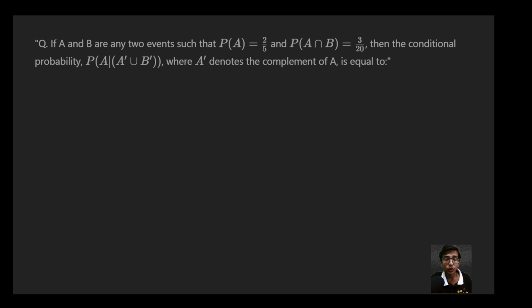If A and B are any two events such that P(A) is equal to 2 by 5 and P(A intersection B) is equal to 3 by 20, then the conditional probability... Whenever a conditional probability is given, try to write down its equation and simplify it in the simplest way you can, so that you can simply substitute the values and find the answer. So here we have to find the probability of A, given that A complement union B complement has already occurred. So this would become P(A intersection (A complement union B complement)) upon P(A complement union B complement).